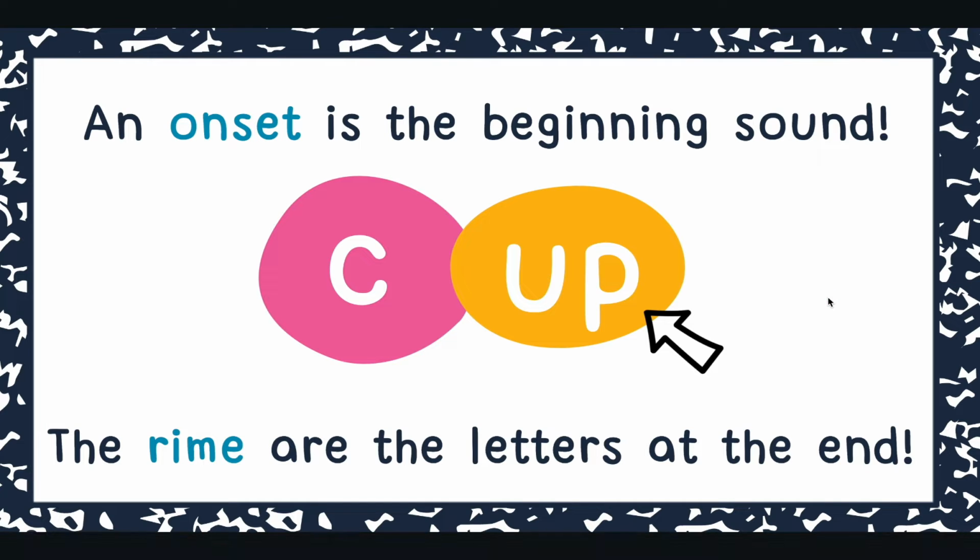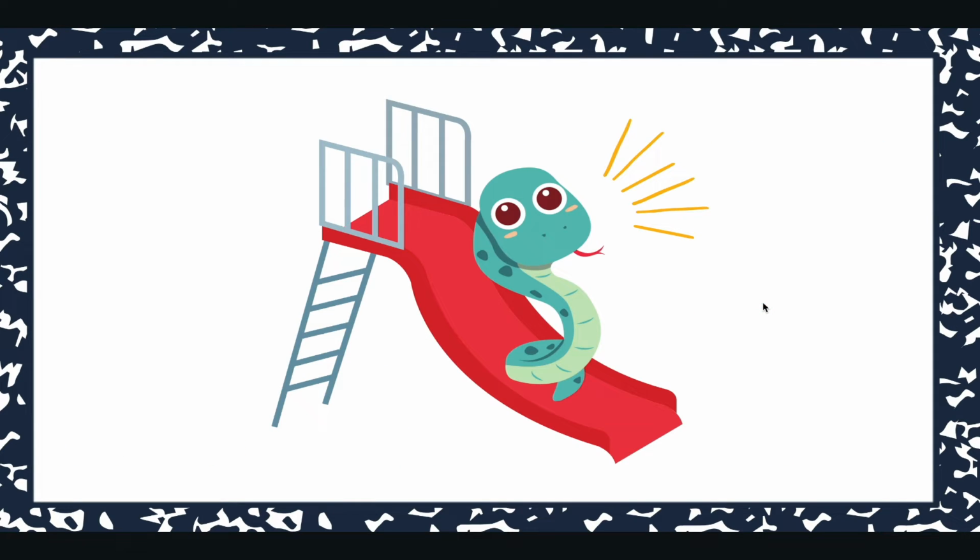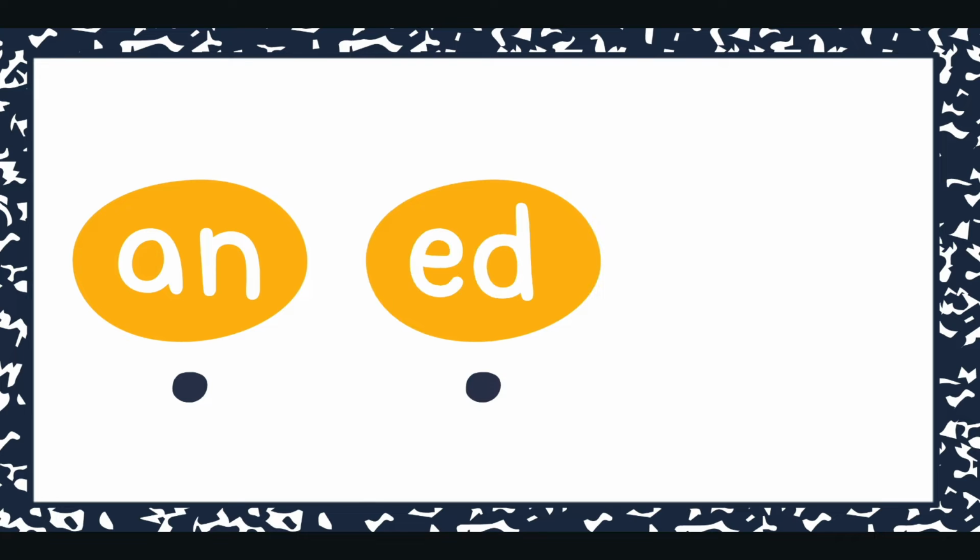The super helpful part about knowing about onsets and rhymes is that you can look for patterns in words. If words have the same rhyme, all we're doing is switching out the beginning sound of the onset. And then, of course, we can think of our friend the slidey snake who slides sounds together as he goes from letter to letter. And that will help us to read the word. So we're going to use the rhymes an, ed, it today to create new words.